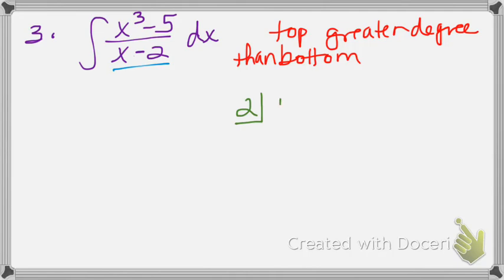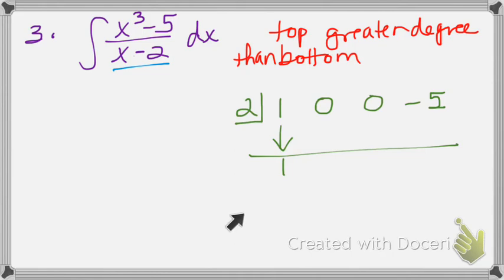So there's an x to the third, so I put a 1. There's no x squared, so I put a 0. There's no x, so I put a 0. And then there's a number, so I put a -5. You bring down the first number, and then you multiply, and then add. So in this case, I'm going to multiply the 2 times the 1 and put it here. And then you add. When the 0 and the 2, you add.